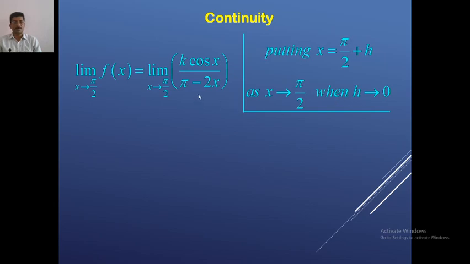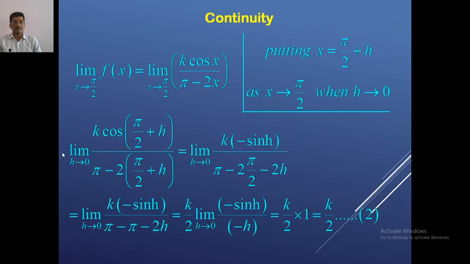Here substitute the value of x. Therefore, this limit is equal to the limit of k times cos of (pi by 2 plus h), divided by pi minus 2 times (pi by 2 plus h), as h tends to 0. This value is equal to k times cos of (pi by 2 plus h).